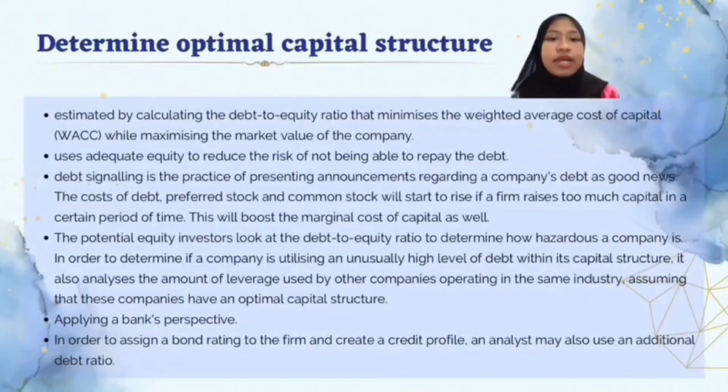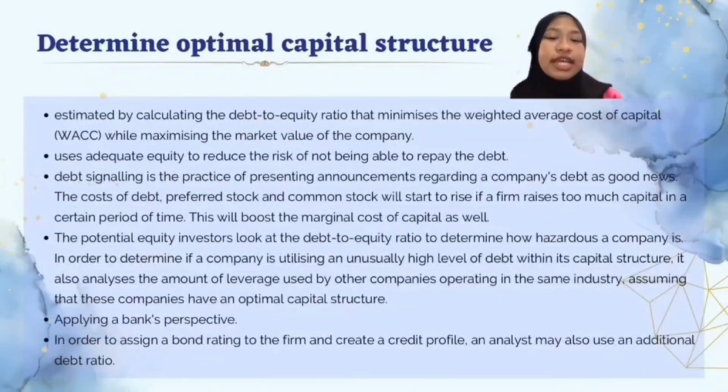In order to determine if a company is utilizing an unusually high level of debt within its capital structure, it also analyzes the amount of leverage used by other companies operating in the same industry, assuming that these companies have an optimal capital structure. Applying a bank's perspective is another method to determine an optimal capital structure. What is the ideal amount of debt that a bank will lend money on?